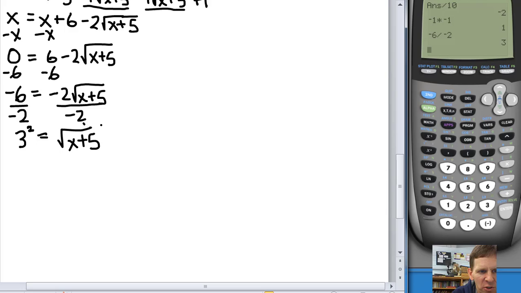This should cancel out our square root. On the left side, 3 times 3 is 9. On the right side, the square cancels the square root. We have x plus 5. And finally, one last step, subtract 5 from both sides, and you get x equals 4.